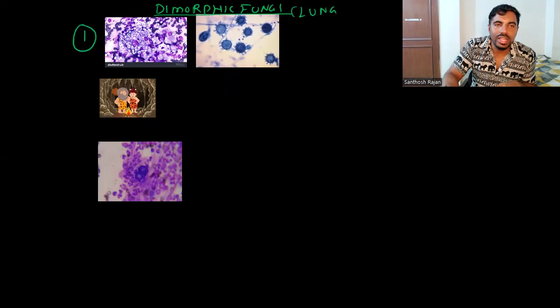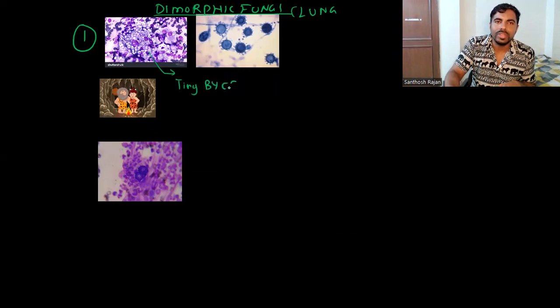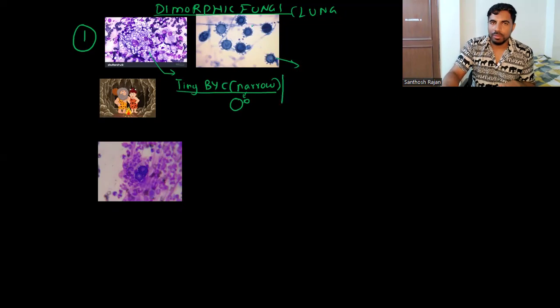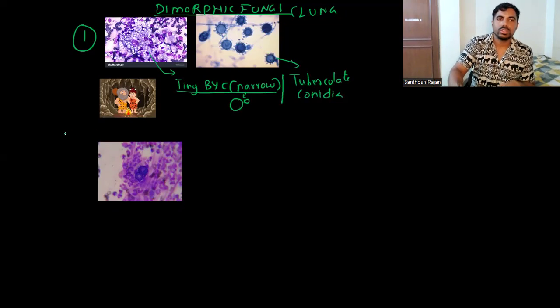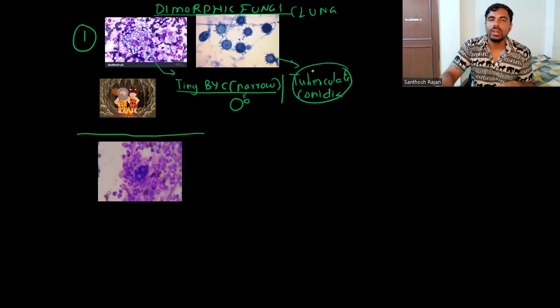Look at this. It's intracellular, but then it is a very tiny budding yeast cell, tiny budding yeast cell. That is, you have a narrow budding. That means like this and it's like this. There is narrow budding, okay? Tiny budding yeast cell. And dimorphic means one is yeast form and one is mold form. In mold form, you see tuberculate conidia like this. Okay, so this is the first organism. Tuberculate conidia.